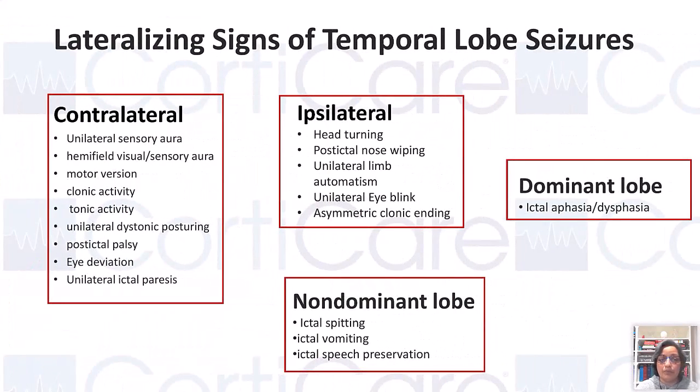Contralateral region of the seizure is suggested if there is unilateral sensory aura, hemifield visual aura, motor version, clonic activity or tonic activity of a limb, dystonic posturing. We saw in the videos that this projects that the seizure is from the contralateral side. Post-ictal palsy, eye deviation, and unilateral ictal paresis are the lateralizing signs of the contralateral side of the brain.